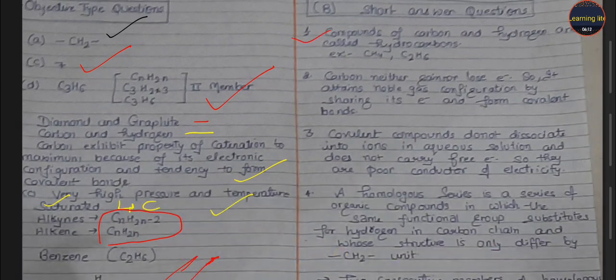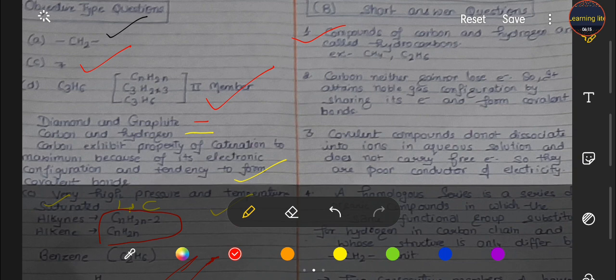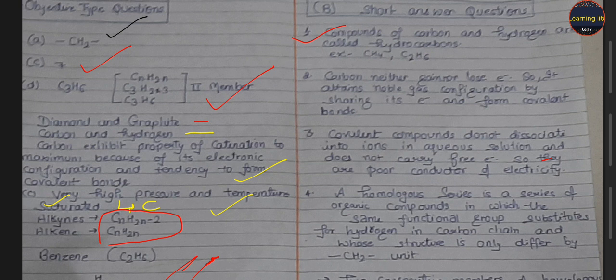First, what is a hydrocarbon? Give an example. So student, compounds of carbon and hydrogen are called hydrocarbons. Examples are CH4, C2H6. Next, how does carbon gain the noble gas configuration? So students, carbon neither gains electrons nor loses electrons. It only shares electrons and forms covalent bonds, and by this bonding it is able to attain the noble gas configuration.